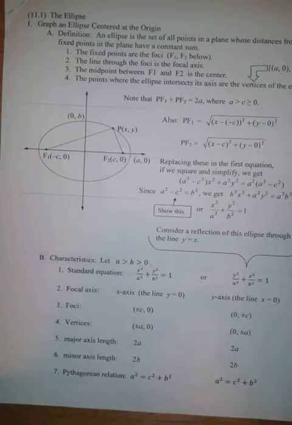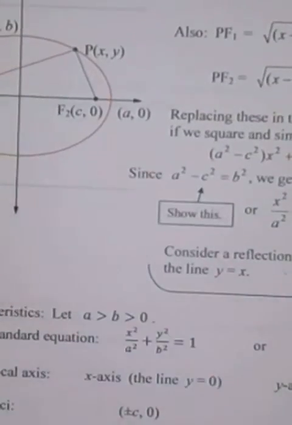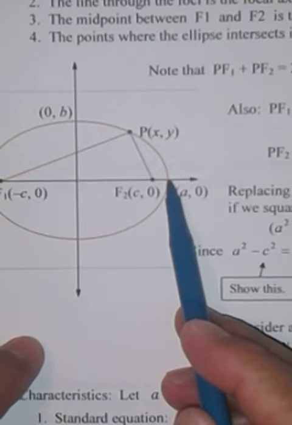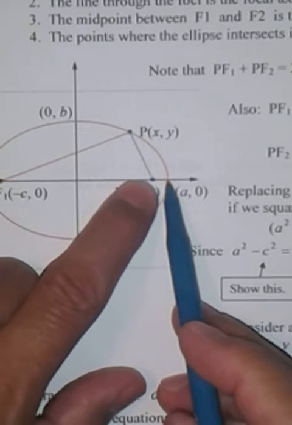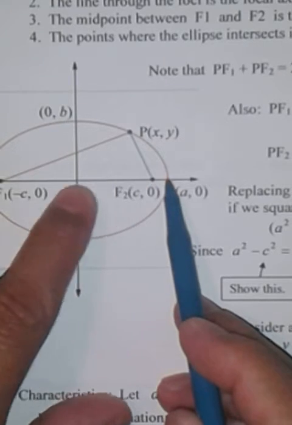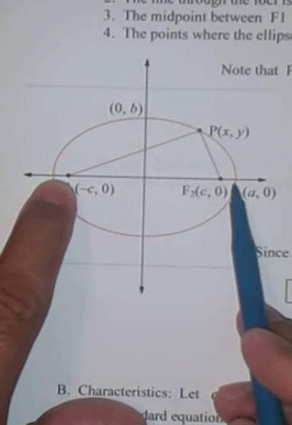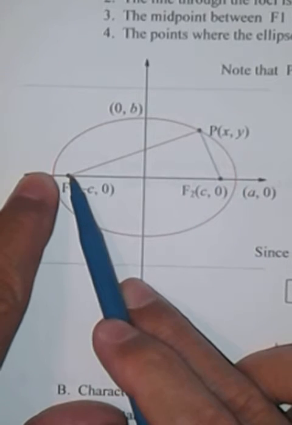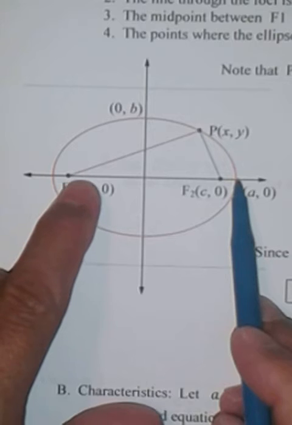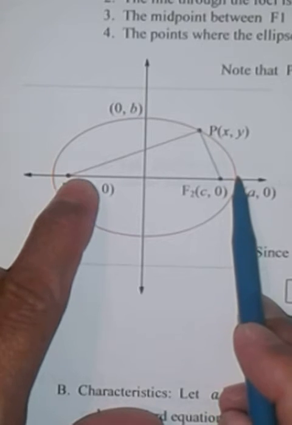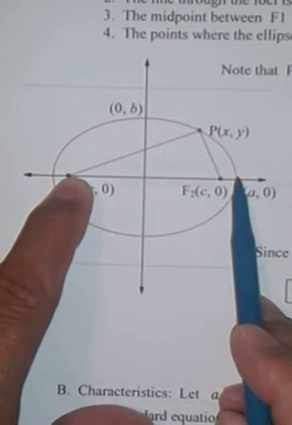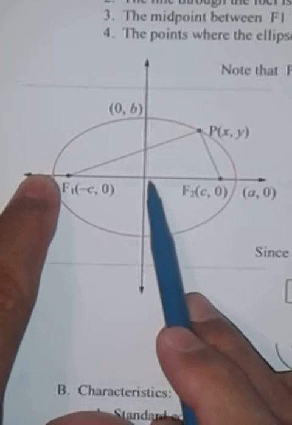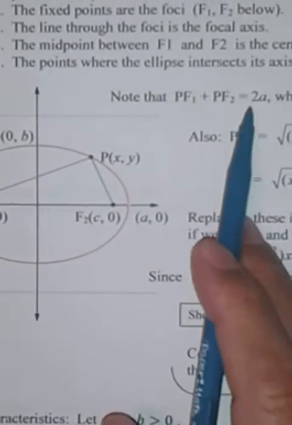How do we know that? Well, we know that for this reason. If I look at this point, the sum of the distances to the foci, that's this distance to one focus, and then this distance to the other focus. But that smaller distance is the same as this smaller distance over here. So I can say it's the big distance from this point over here, that's the distance to one focus, plus this distance to the other focus, is a plus a. So it's 2a. That's how we know it's 2a.